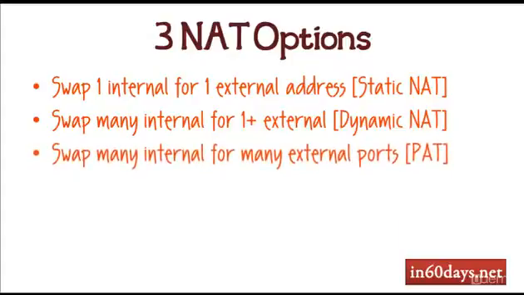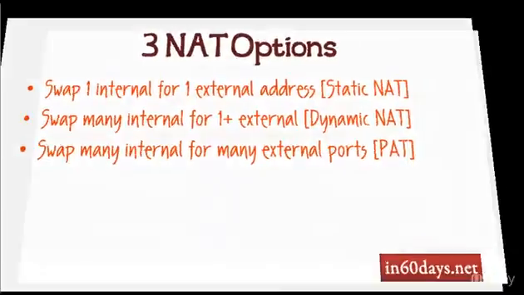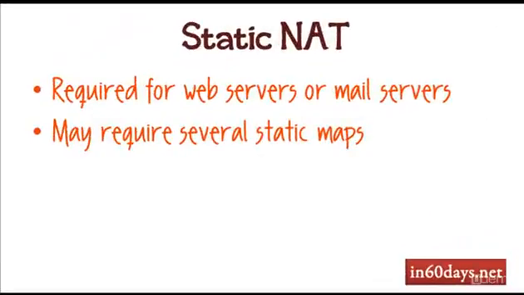And then you can swap loads of internal addresses for many external port numbers. So you can have one IP address, but it's actually using port numbers allocated to that IP address, and that's called port address translation. So static NAT, this means you've always got one address on the inside and it's always translated to the same address on the outside. You'll normally need to do this if you've got a mail server or a web server on the inside of your network. So basically an address that will need to remain constant.